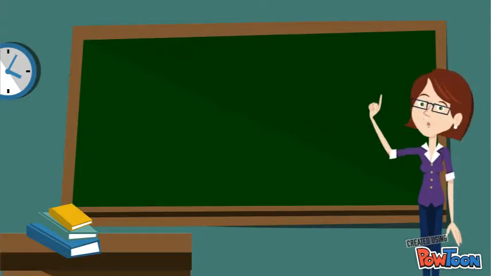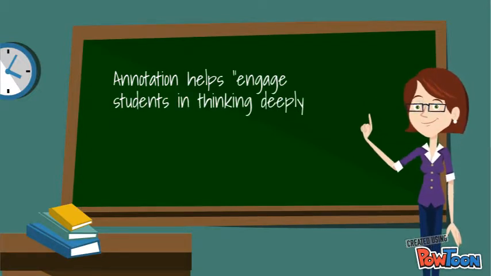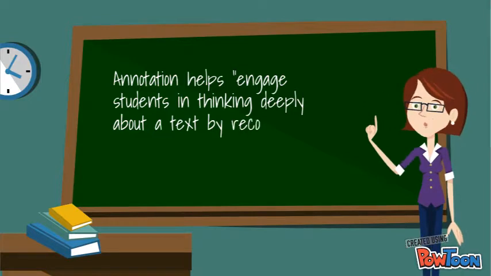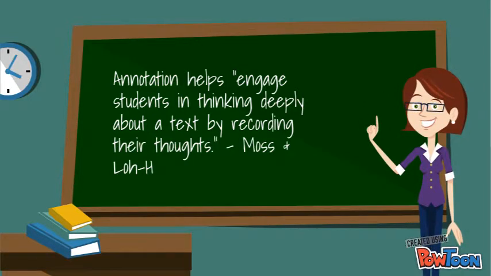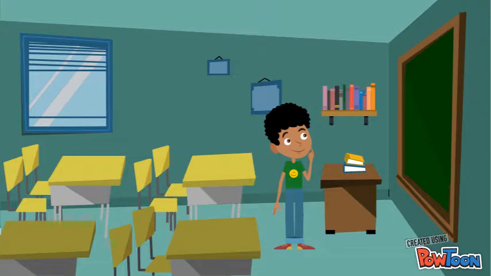Purposeful annotation involves students marking up their text by using symbols to demonstrate understanding, confusion, connections, and importance within the text. Barbara Moss and Virginia Lohagen write that purposeful annotation helps engage students in thinking deeply about a text by recording their thoughts. The thing about purposeful annotation is that it has to have a purpose.